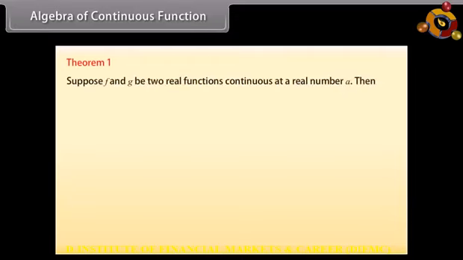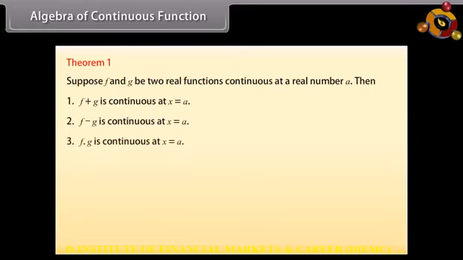Algebra of continuous functions. Theorem 1. Suppose f and g are two real functions continuous at a real number a, then 1. f + g is continuous at x = a. 2. f − g is continuous at x = a. 3. f · g is continuous at x = a. 4. f/g is continuous at x = a, g(a) ≠ 0.